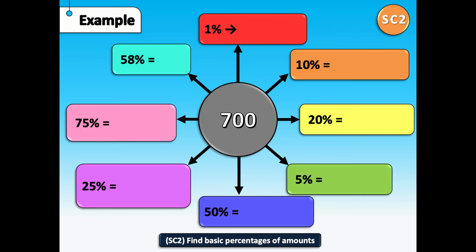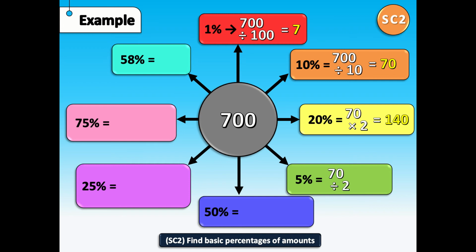So for example, if I want to find these percentages of 700, to find 1% of 700, I divide it by 100. So 1% of 700 is 7. 10% of 700 is 70. 20% of 700 is 140, because I double 10%. 5% of 700 is 35, because I half 10%.